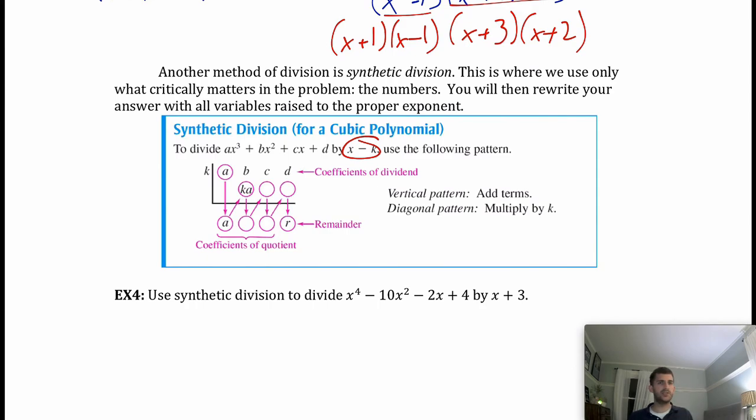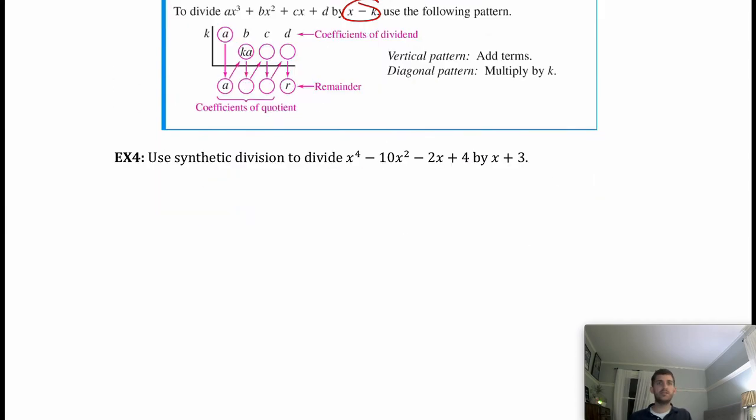Let's actually just try to set this up on our own. So example 4, it says use synthetic division to divide x to the fourth minus 10x squared minus 2x plus 4. Now we have, in this case, again, a missing term. We're missing the x to the third term. So we're going to say x to the fourth plus 0x to the third minus 10x squared minus 2x plus 4.